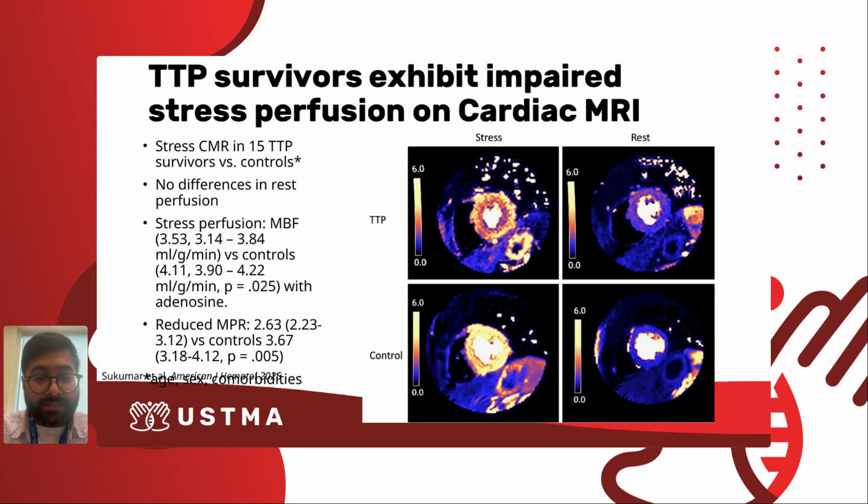When we look at the stress images on the bottom, we see the control patient who has the entire wall of the myocardium lighting up very nicely. However, in the top row, we can see that the TTP patient has less perfusion in the subendocardium specifically when compared to the control patient. What this really tells us is that there was significantly reduced myocardial perfusion reserve. That is a number ratio that essentially demonstrates the heart's ability to relax and to have the coronaries fill up to their maximum potential, and this is impaired in patients with TTP.